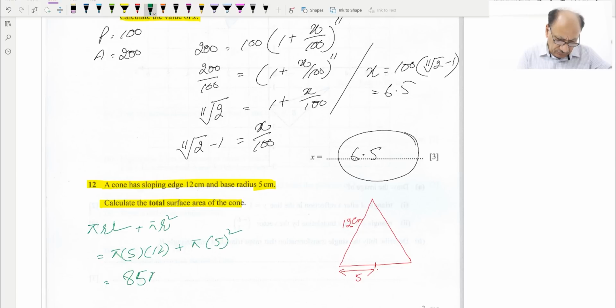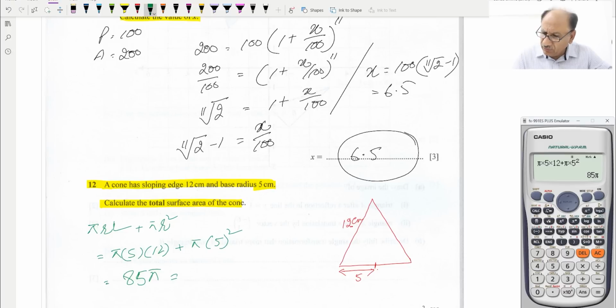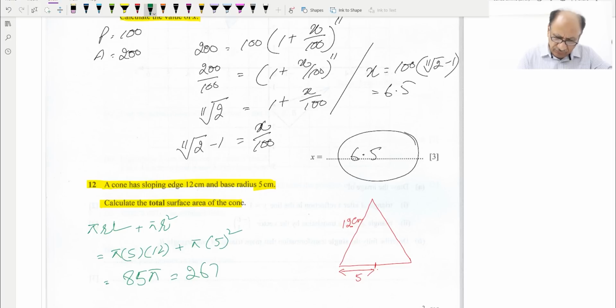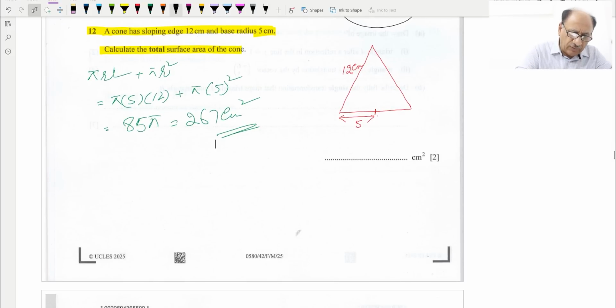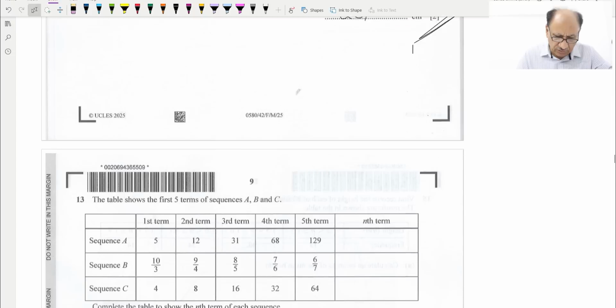So this will be giving us 85 pi. And in form of decimal, we can check the decimal value as well, which is 267. So 267, this will be centimeter square, because this is an area. So our final answer will be 267 centimeter square, and this is for 2 marks.